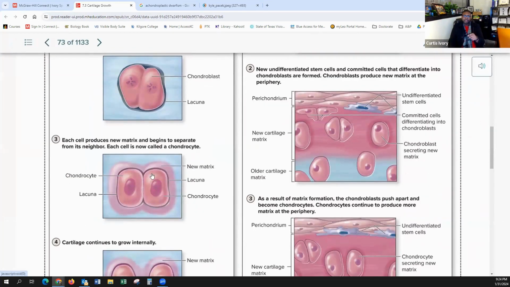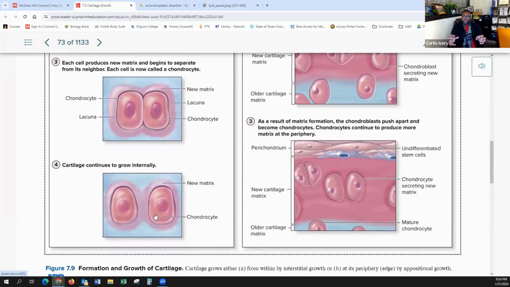And then you can see here, they're getting ready to split. They finally do split. And so that's how they are able to grow. They just continue to do that over and over and over again. Also called proliferation.